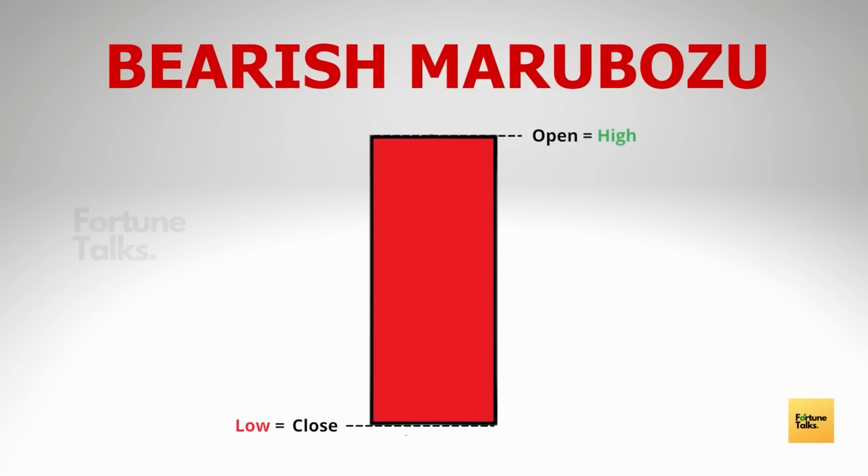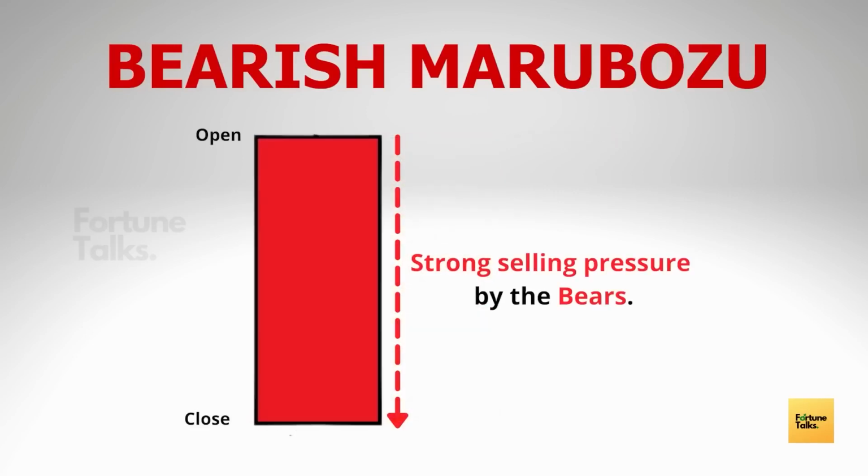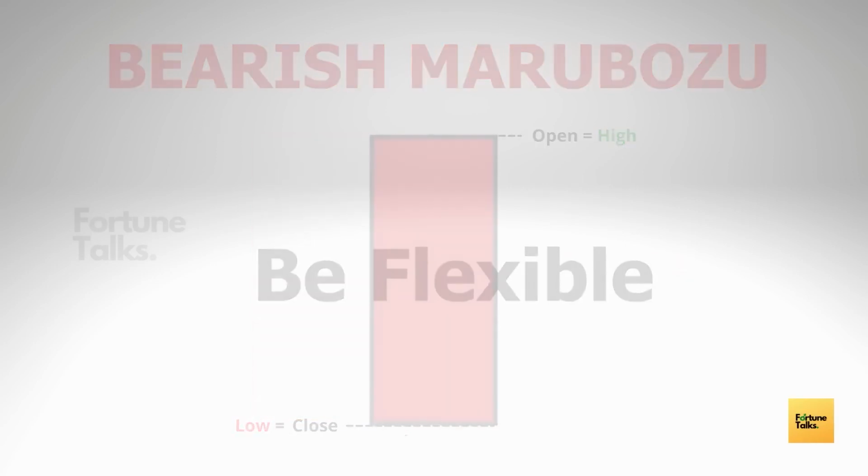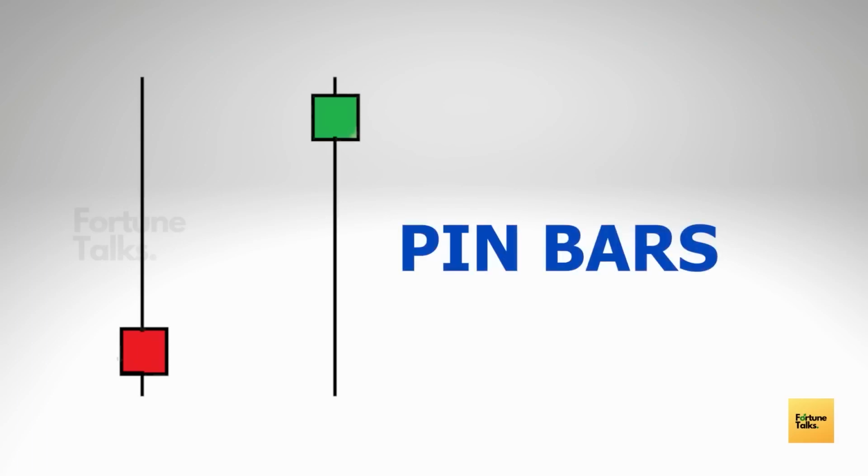In case of a bearish Marubozu, the high price and the open price coincide, while the low and closing prices coincide. The candle has a big real body with no wicks on either end, indicating strong selling and a complete lack of buying or opposition from the bulls. As mentioned earlier, we can be a little bit flexible when trading in real markets. Now let's look at the second category of candlesticks, the pin bars.